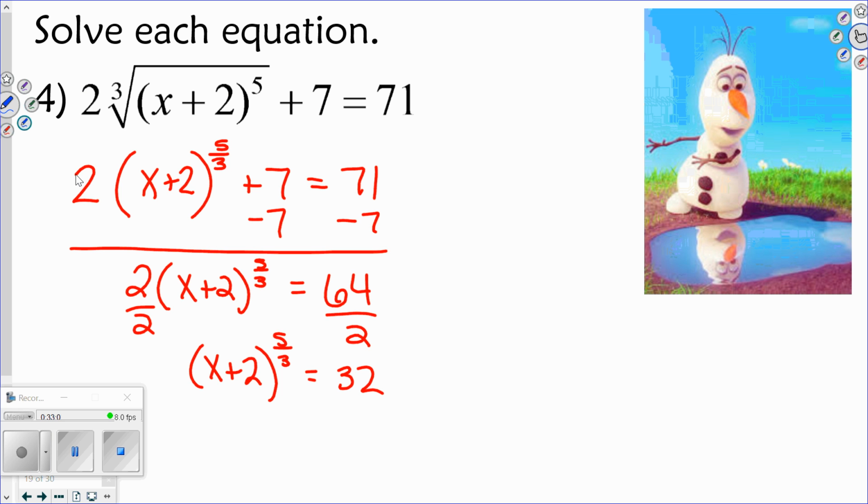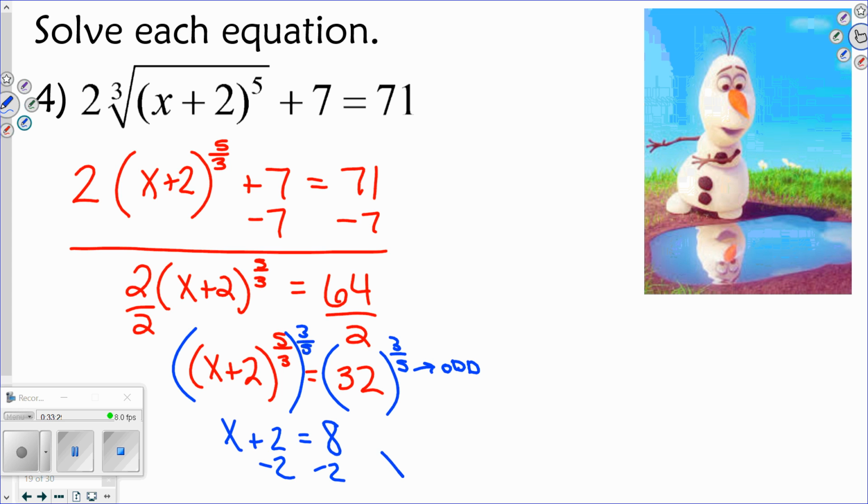All right. Once it's finally by itself, right? This exponent goes on this entire parenthesis, so that whole thing needs by itself. Then we raise both sides to what power? 3/5. So the x plus 2 equals, is that 8? Yeah. Is it plus minus? No, because that's odd. Good. Subtract the 2. X equals 6. And check your answers. Make sure they work.